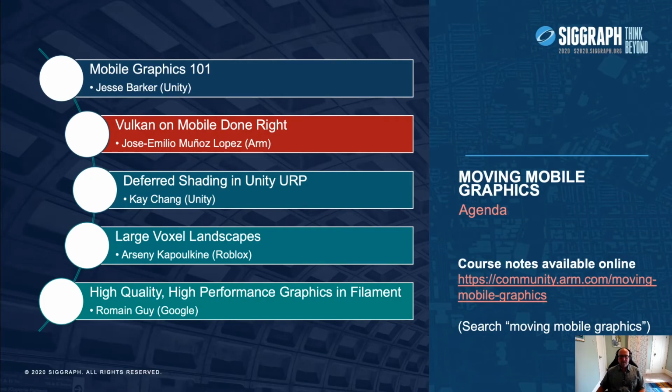Next up, Jose Emilio Munoz Lopez will tell us about how to efficiently leverage the Vulkan API for mobile platforms. After completing a master's degree in electronics and computer science at the University of Edinburgh, Jose Emilio joined ARM to work on the Mali family of GPUs. Initially, he was involved in their driver development and instrumentation tools, and 2 years later, he had the opportunity to take his passion for computer graphics to a new level at the graphics and gaming team.